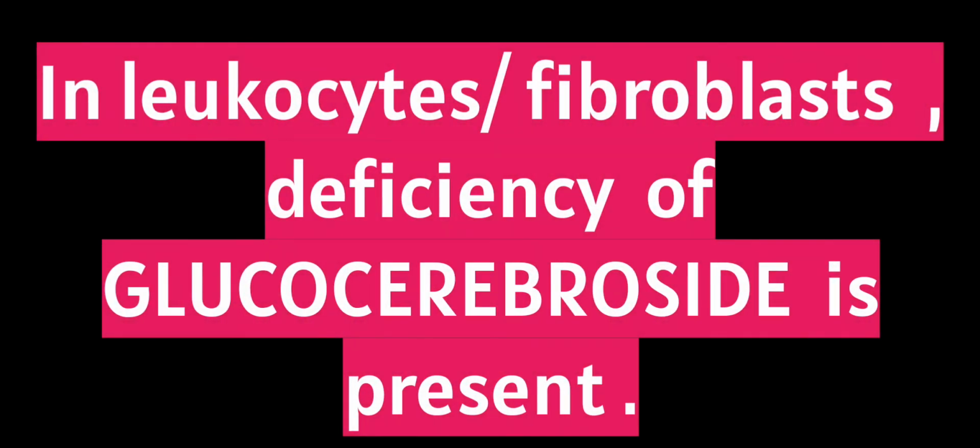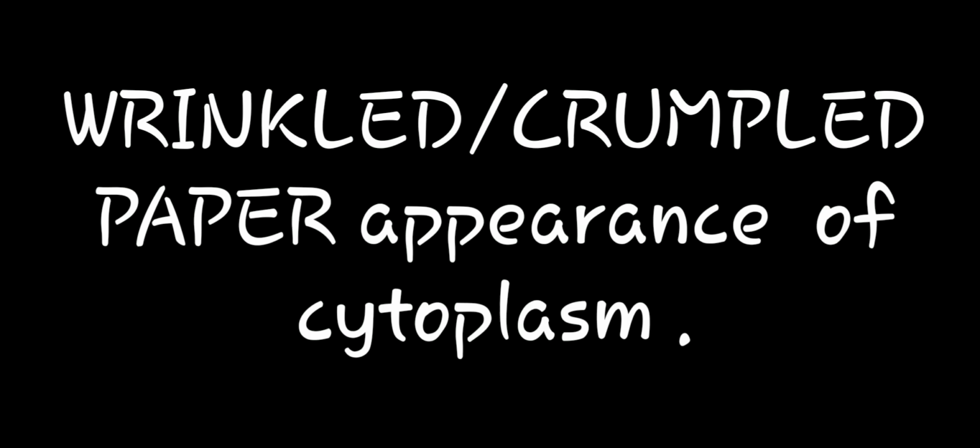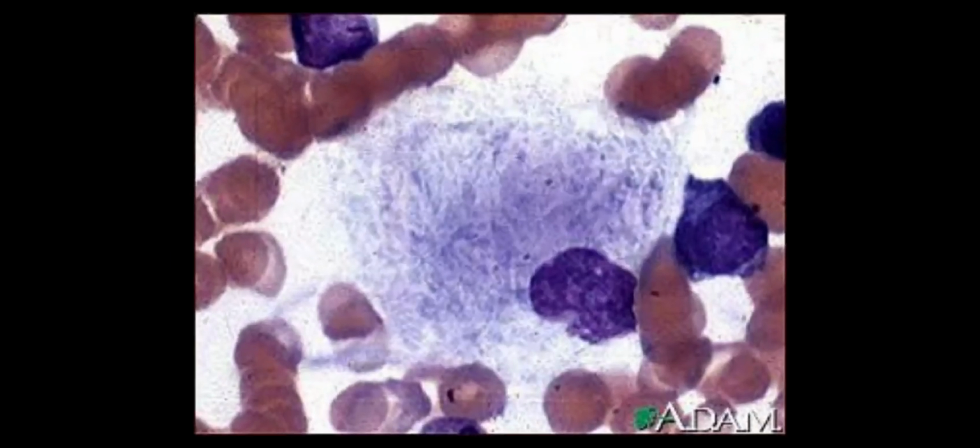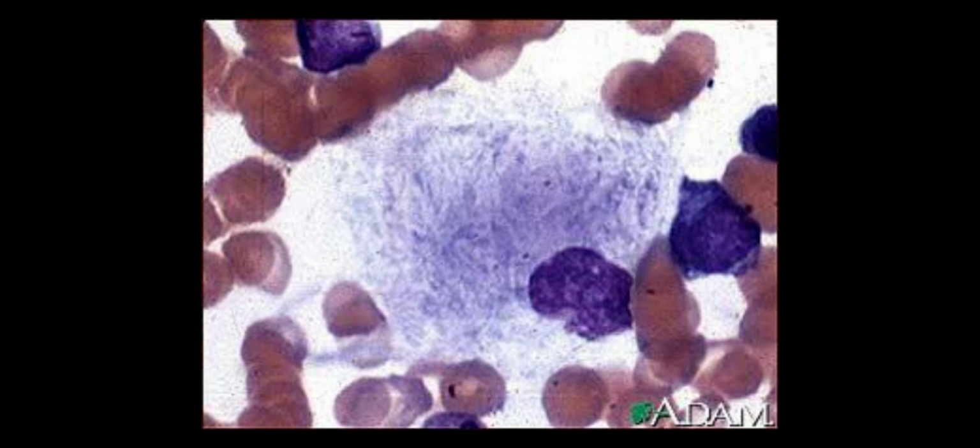Firstly, in leukocytes and fibroblasts, there is a deficiency of glucocerebrosidase. Secondly, we'll go for bone marrow biopsy and we'll find Gaucher's cells in bone marrow, which give the appearance of wrinkled paper appearance of cytoplasm or crumpled paper appearance.